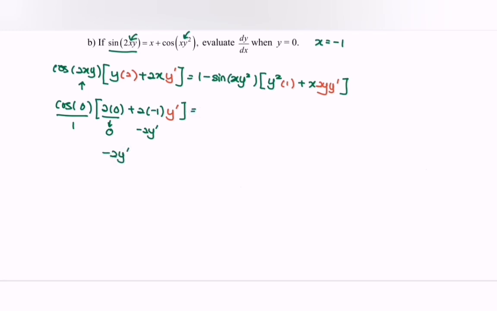Next, we have equals to 1 minus, if we substitute 0, sine of 0, then if we substitute y squared as 0, plus we have x as negative 1, and then 2y, and then y prime. For this part we will have 0, so it equals 1. So dy/dx is equal to negative 1 over 2.